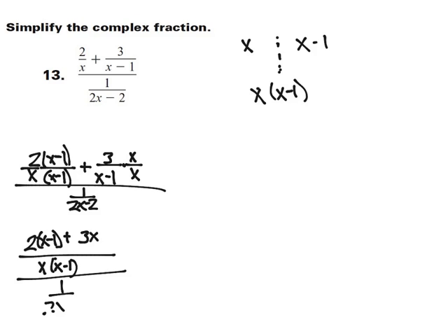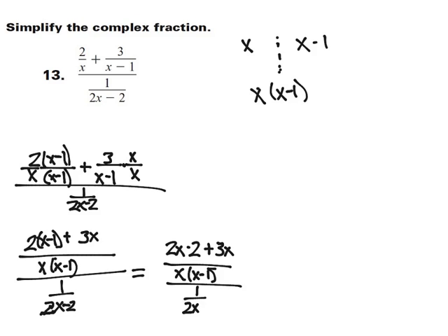Now I've got both top and bottom simplified. Okay, I can actually simplify it a little further. That's actually 2x minus 2 plus 3 all over x, the x minus 1 divided by the 1 over 2x minus 2. Now I can flip and multiply.